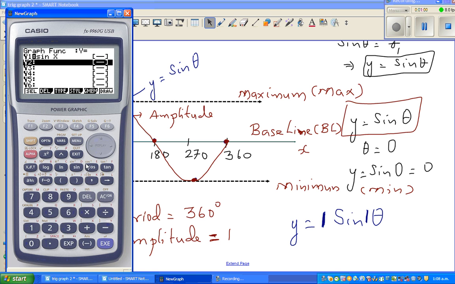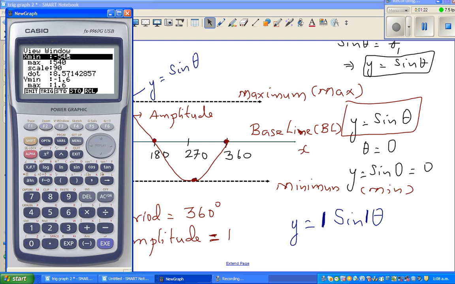Then you should look at your setting, and this has three settings. The graphic calculator has three types of setting. One is called initial, which looks like this. That is minus 6.3 to 6.3 on the x-axis, minus 3.1 to 3.1 on the y-axis. This is called the trig settings. This is from minus 540 degrees to 540, but I want only from 0 up to 720 degrees, and a scale of 90, and that is enough. For your y, you only want to go up to 1, so that's fine.